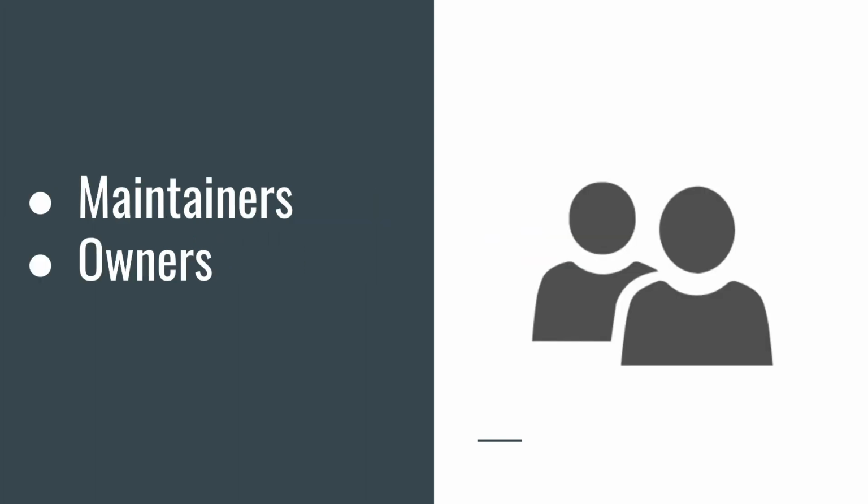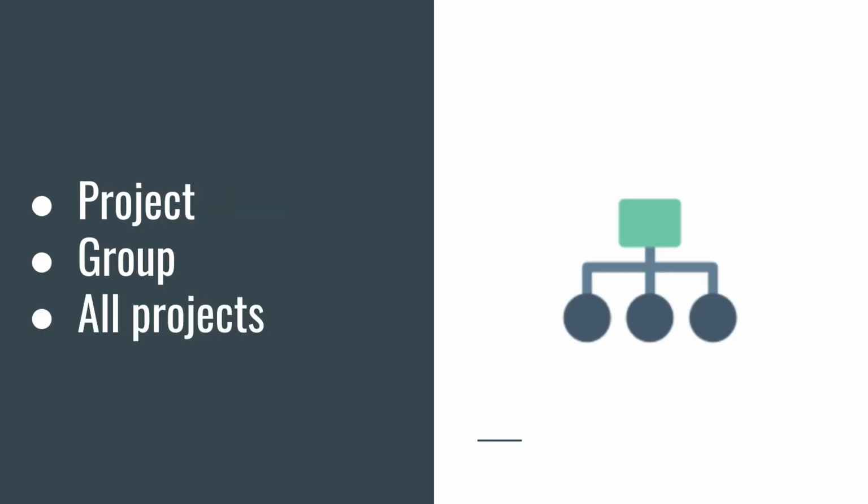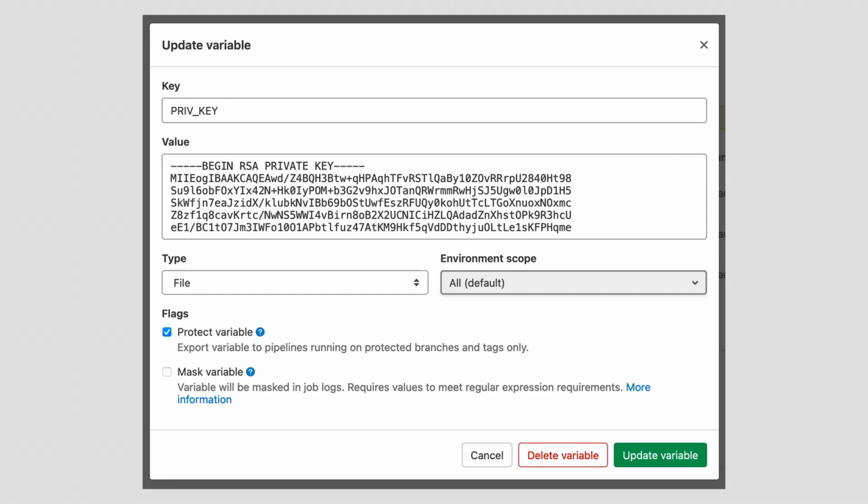Only maintainers and owners can edit these variables. You can specify variables per project, group, and even for all projects in the admin panel. Here is an example of how it looks. We need to specify key and value. As a value, we are going to use our private key. Then we must specify the type. We can also select environment scope. This way we can tell GitLab that this variable should be available only on a specific environment.